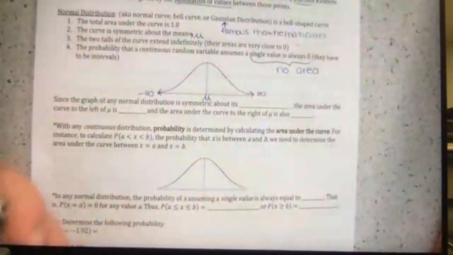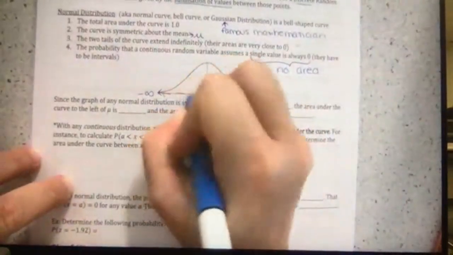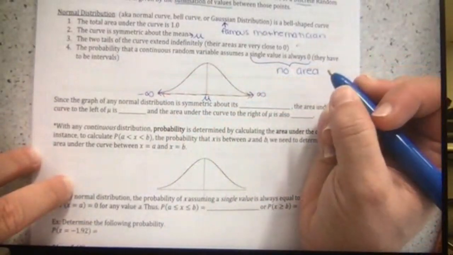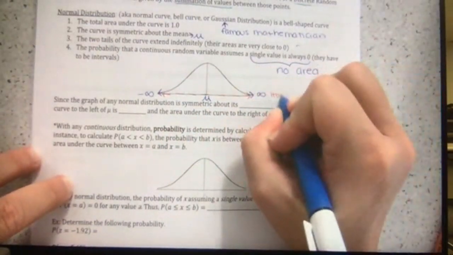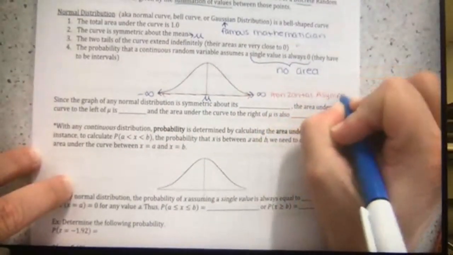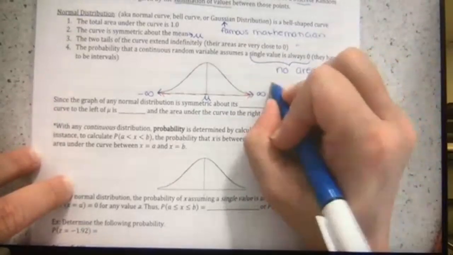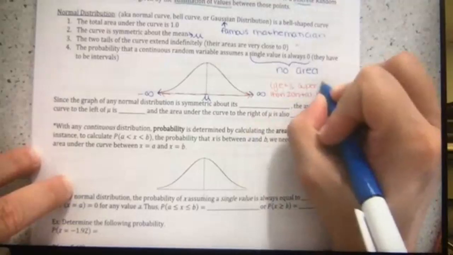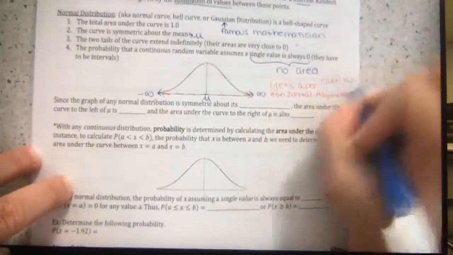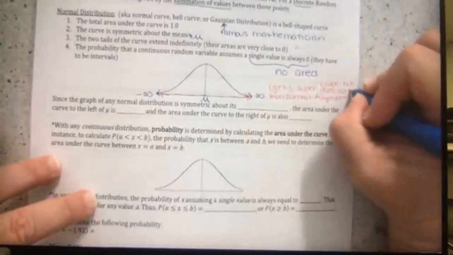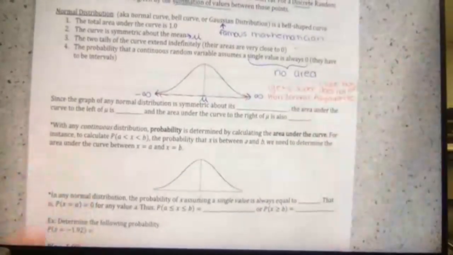So I do want to draw a little picture, because notice that there's a horizontal asymptote here. It's going to get super, super close to the bottom, but it's not going to touch. Horizontal asymptote means it gets super close but does not touch.